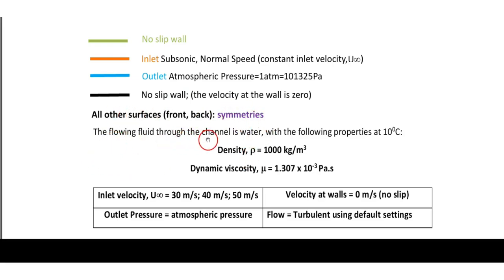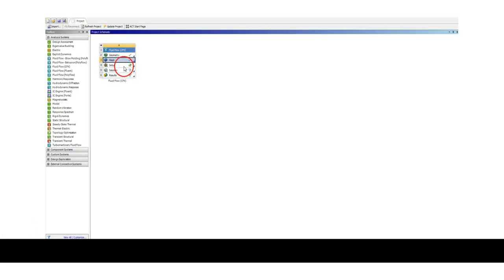The fluid flowing through the channel is water at 10 degrees Celsius. Density and dynamic viscosity are given to us. Inlet velocity is given as 30, 40, and 50 meters per second. Outlet pressure is given to us. Flow should be turbulent using default settings, so we don't need to change the settings for the turbulent flow. And the velocity at walls should be 0, that means no slip wall conditions. Okay, now we can double click on setup to start the setup for the boundary conditions.